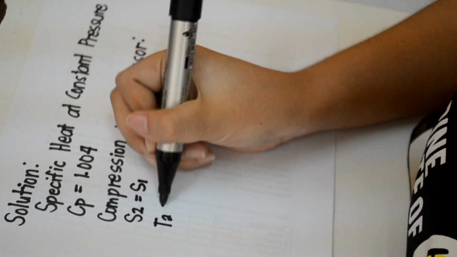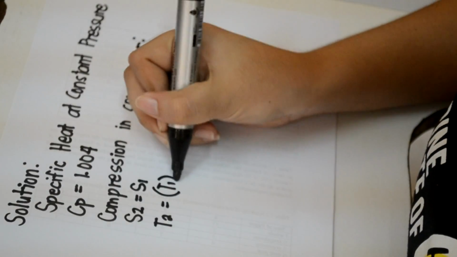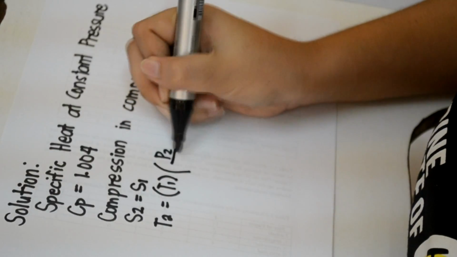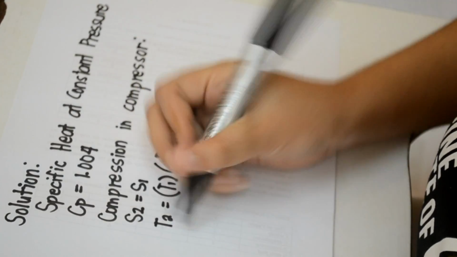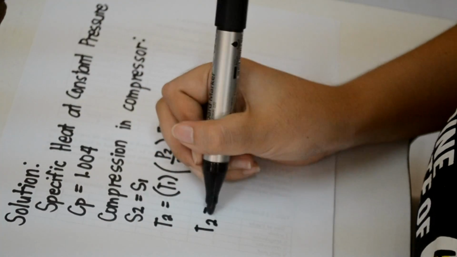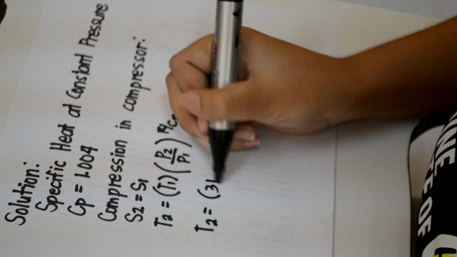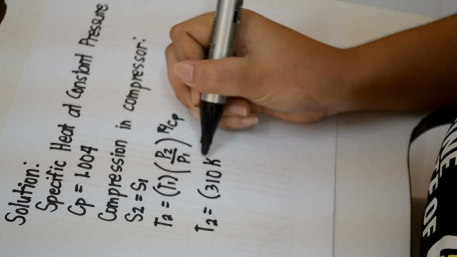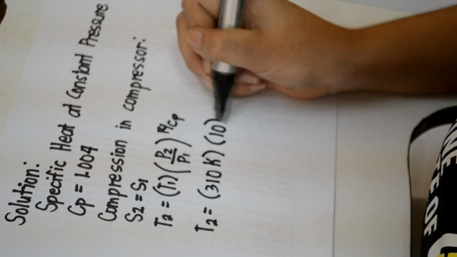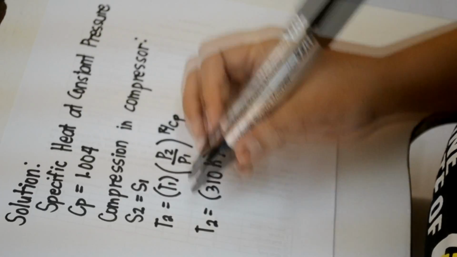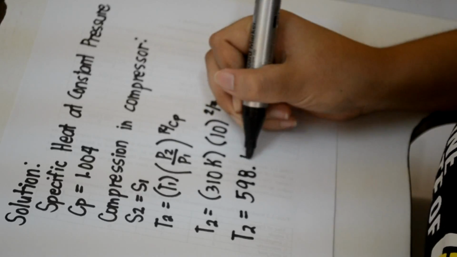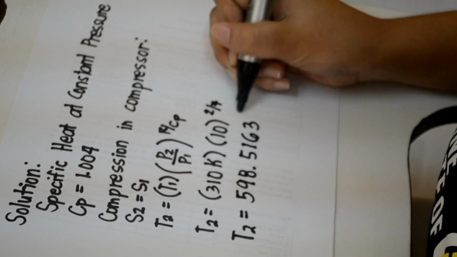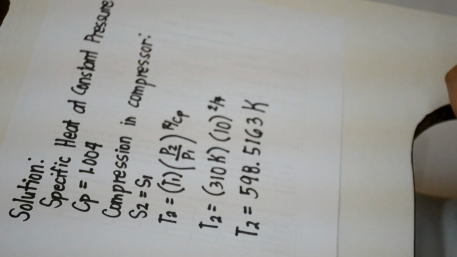Then, T2 is equal to the quantity T1 times the quantity P2 over P1 raised to R over Cp. Substituting the given in the formula, T2 is equal to 310 Kelvin times the quantity 10 raised to 2 over 7. T2 is equal to 598.5163 Kelvin.